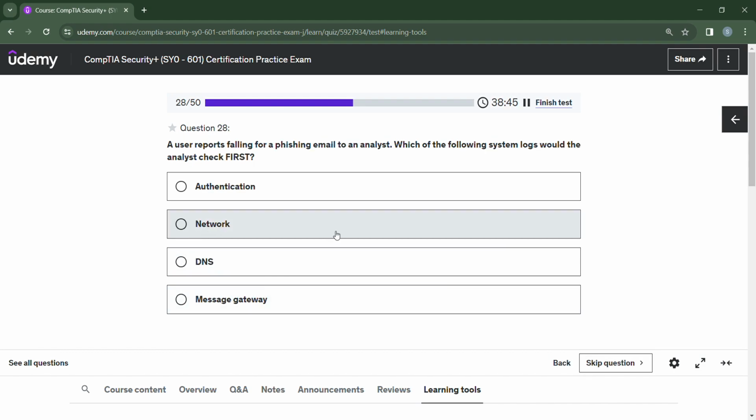A user reports falling for a phishing email to an analyst. Which of the following system logs would the analyst check first? Phishing email would be DNS.